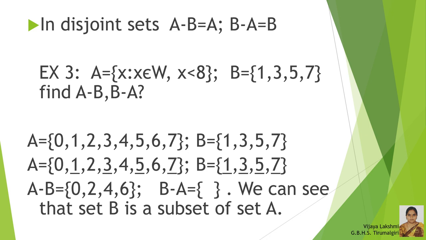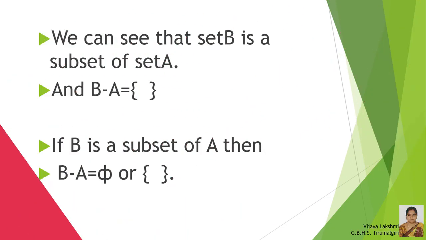Now let us write A minus B. A minus B is nothing but all the elements which are not underlined. So 0, 2, 4, 6. Now B minus A, there are no elements which are not underlined, so it is going to be a null set. So when B is a subset of A, we observe that B minus A is a null set. We can say that set B is a subset of A and B minus A is equal to null set. We can generalize that if B is a subset of A, then B minus A is a null set.